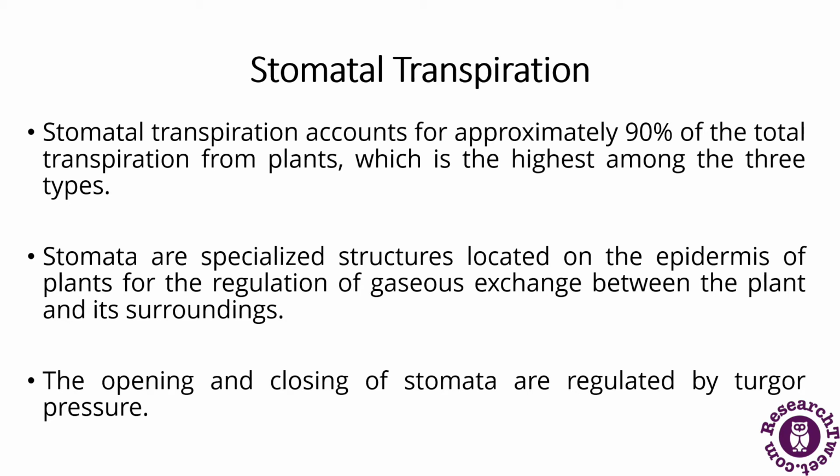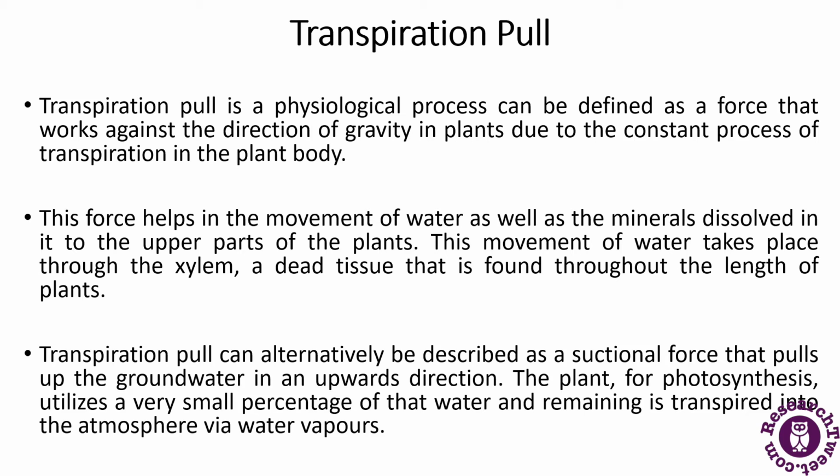Then we talk about stomatal transpiration. It is the highest in plants, accounting for approximately 90%, the highest among the three types. The stomata are specialized structures located on the epidermis of the plant. The role of stomata is to help in gaseous exchange between the plant and its surroundings. The opening and closing of stomata are regulated by turgor pressure. So that was about stomatal transpiration.